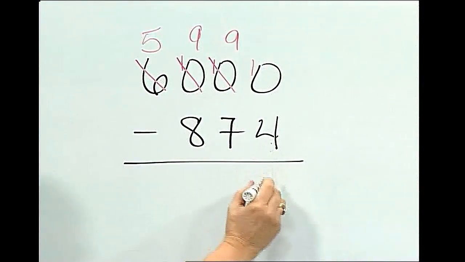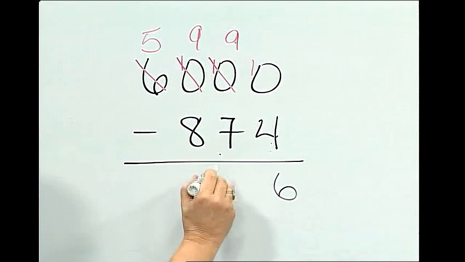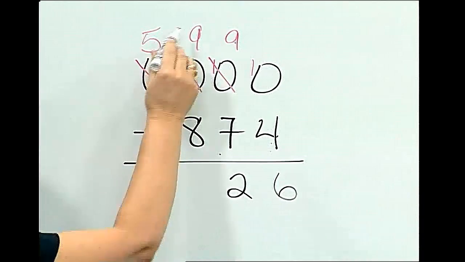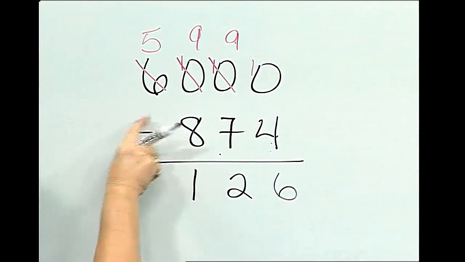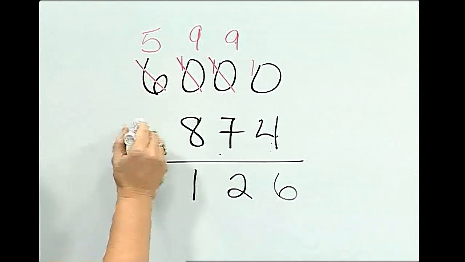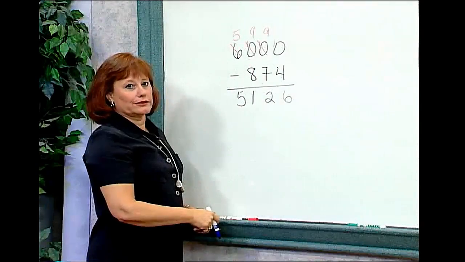10 minus 4 is 6. 9 minus 7 is 2. 9 minus 8 is 1. And remember, there's an invisible placeholder here, so 5 minus 0 is 5. There were 5,126 tickets sold.